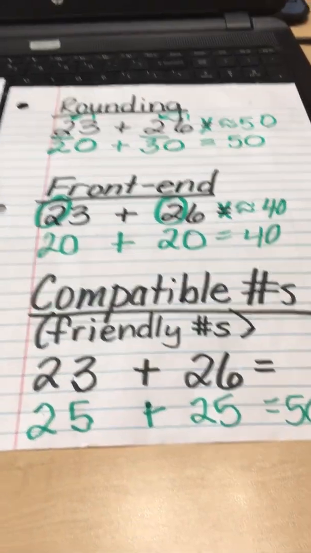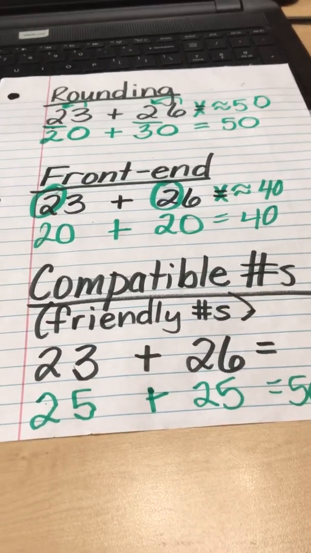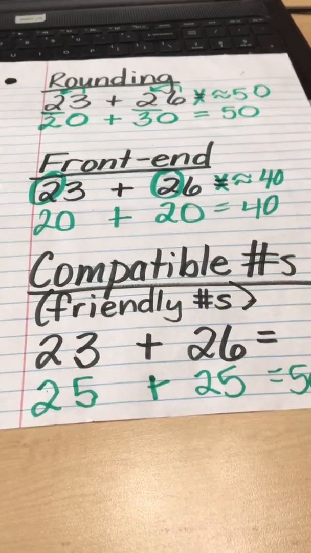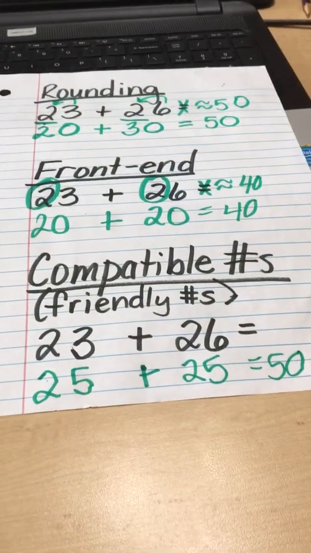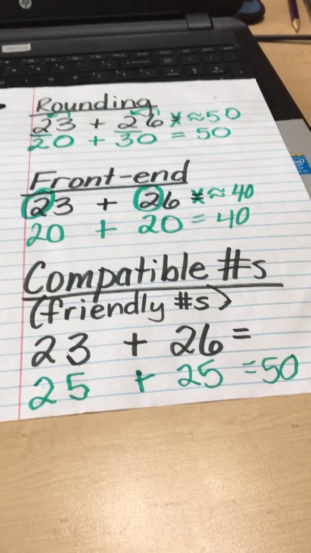So you can use rounding and round to a place value. You can use front end and then just use whatever digits are on the front end of the number. Or you can use compatible numbers and find numbers that are friendly and easy to work with.